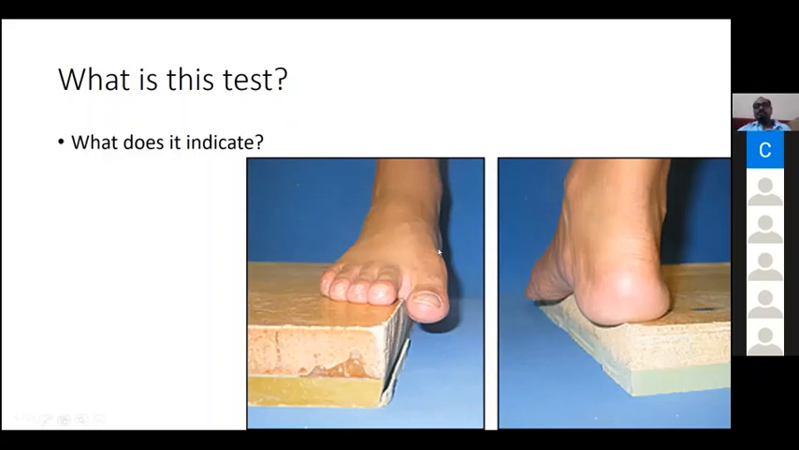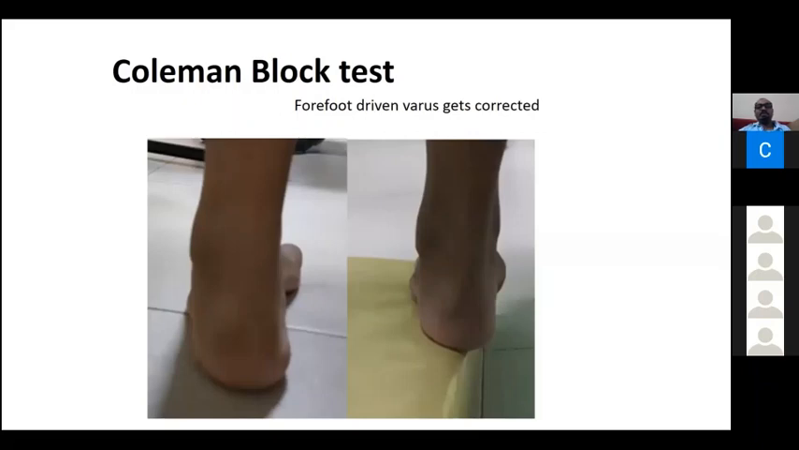So here, if you look at it, I have applied the block test. The first metatarsal is allowed to dip down. The moment it is forefoot-driven varus, the varus disappears. If I elevate that first metatarsal, then the varus reappears. So that means it is a forefoot-driven varus and it is a flexible varus. These are the two inferences which we get from a Coleman block test.